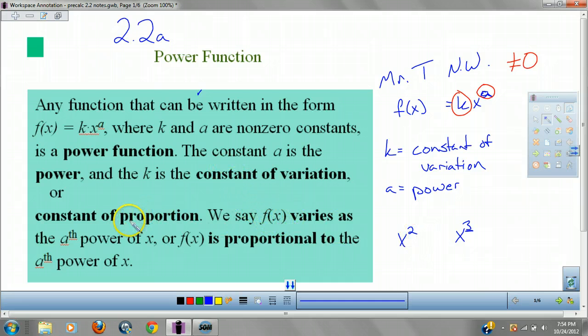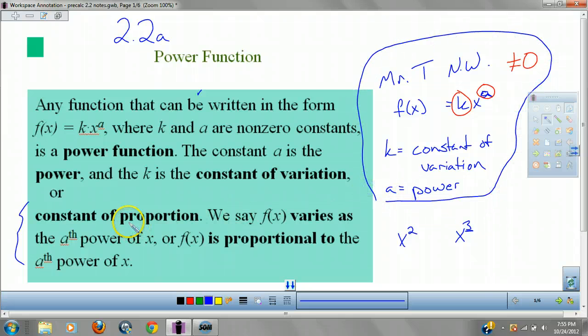So, this right here says constant. You don't have to write this, guys. This is the big stuff. You don't have to write the joke either. So, for the constant of proportion, you say f of x, your function, varies as the blank power of x, and it is proportional to that power of x. Okay? Next slide.